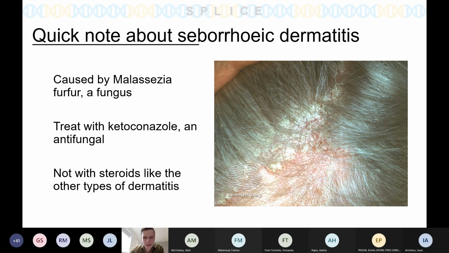All right, so as I said, seborrheic dermatitis is, I'm not going to say caused entirely by, but I think a part of the disease process is growth of Malassezia furfur, which is a fungus.